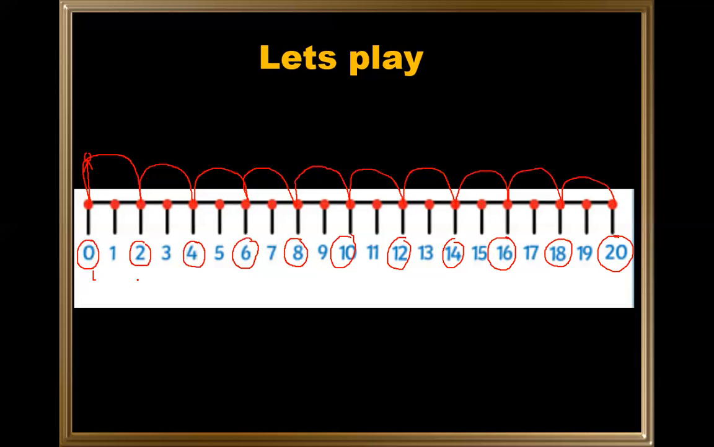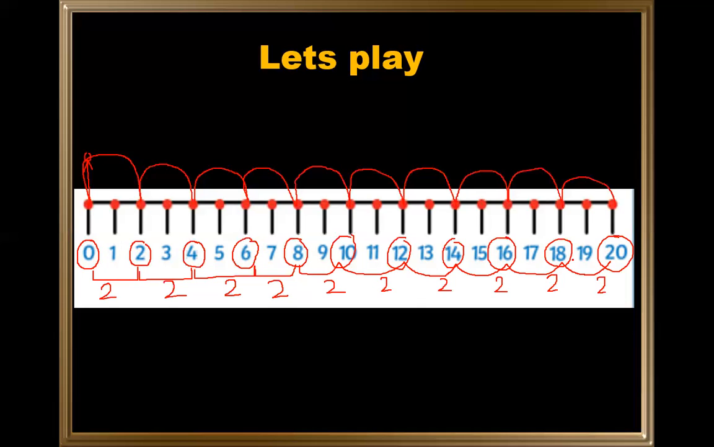So every time I am covering the same gap, the gap of 2 only. From 0 to 2, I am covering the gap of 2. From 2 to 4, again the gap of 2. From 4 to 6, again the gap of 2. From 6 to 8, again the gap of 2. From 8 to 10, 10 to 12, 12 to 14, 14 to 16, 16 to 18, and 18 to 20. In the same way, every time I'm covering the same gap, a gap of 2 only.